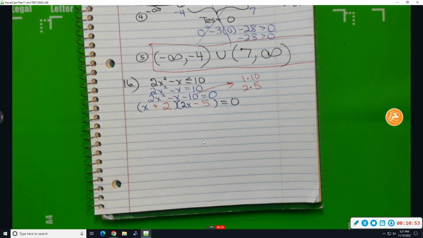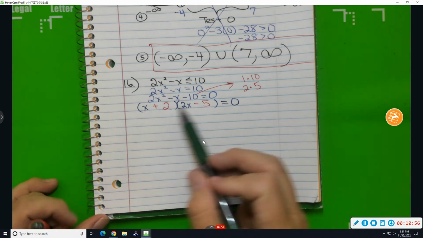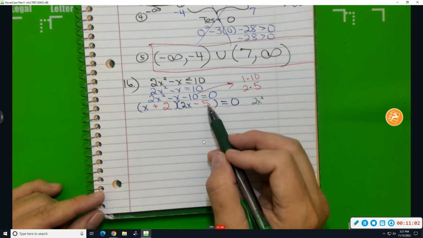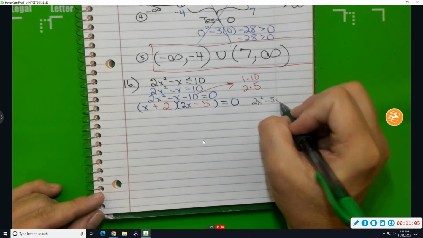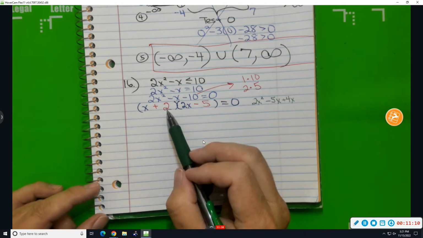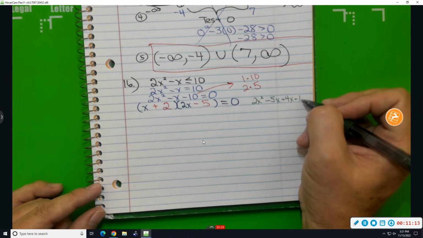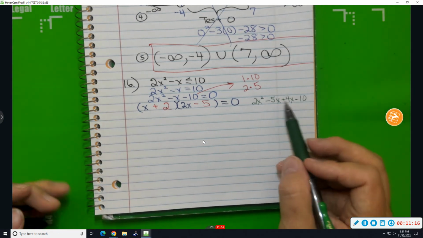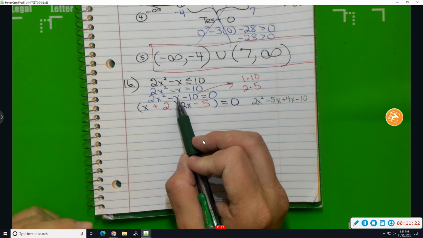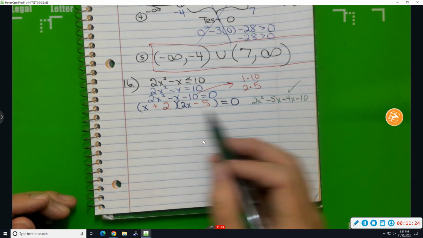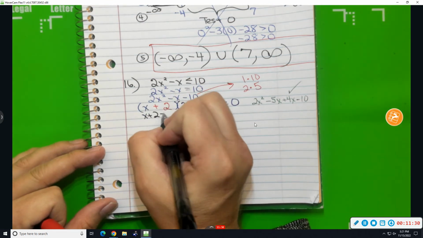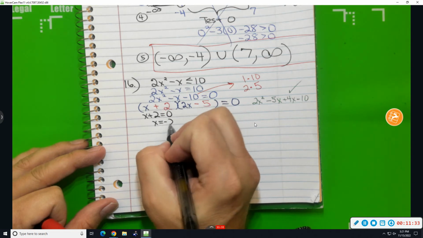And you can check. x times 2x, here I am checking. That's 2x squared. Outer, x times a negative 5, that's a negative 5x. Inner, that's a positive 4x. Last, 2 times negative 5 is a negative 10. Negative 5x plus 4x, what does that give us? Does it give us back that negative 1x? Yes, it does. So there's the factorization. Set x plus 2 equal to 0 to give us x equals negative 2.